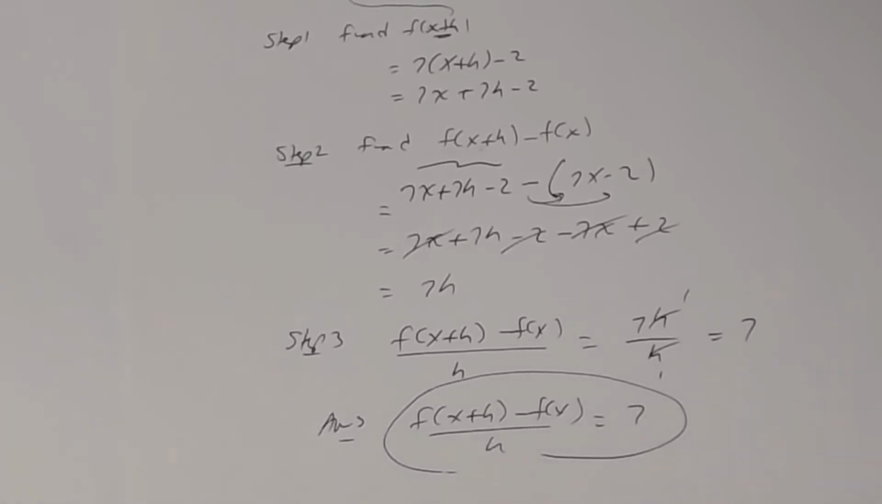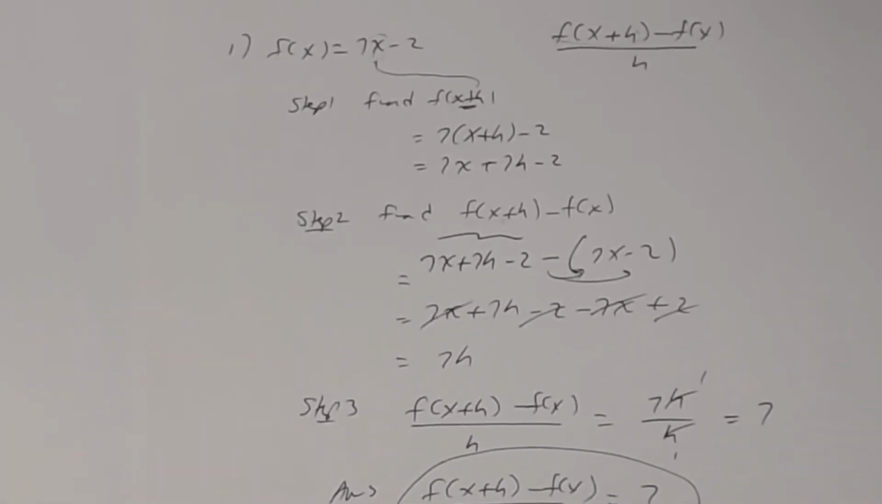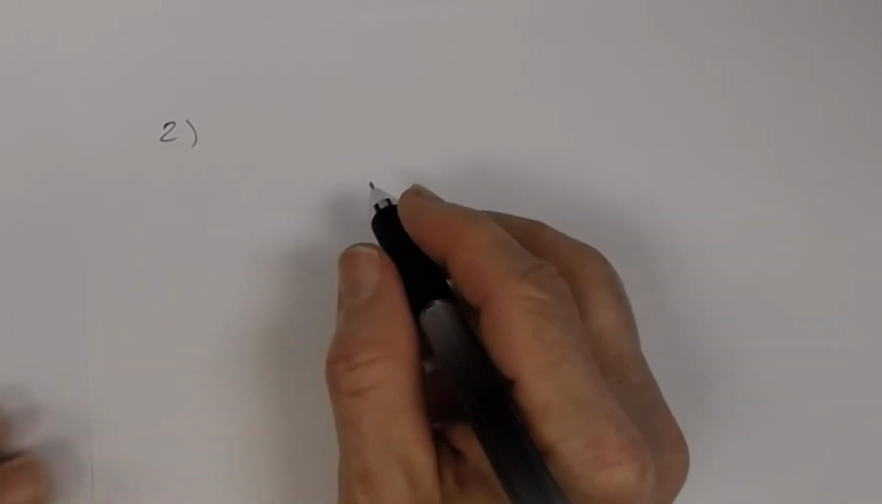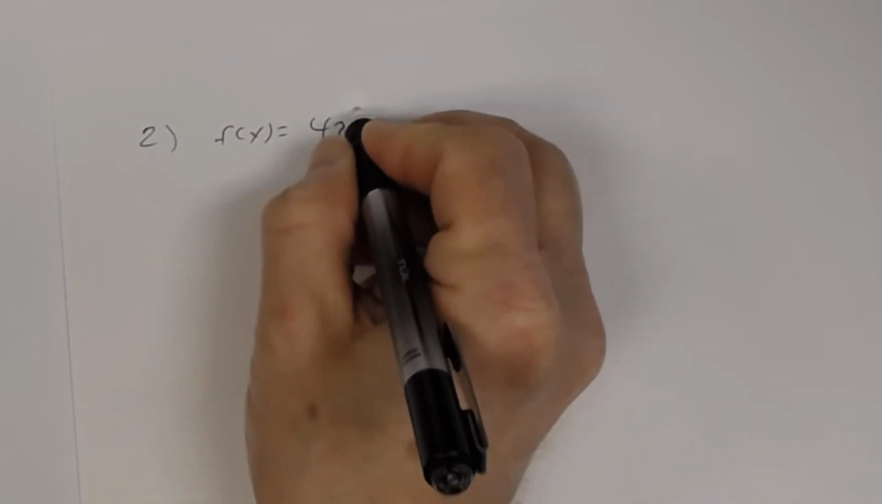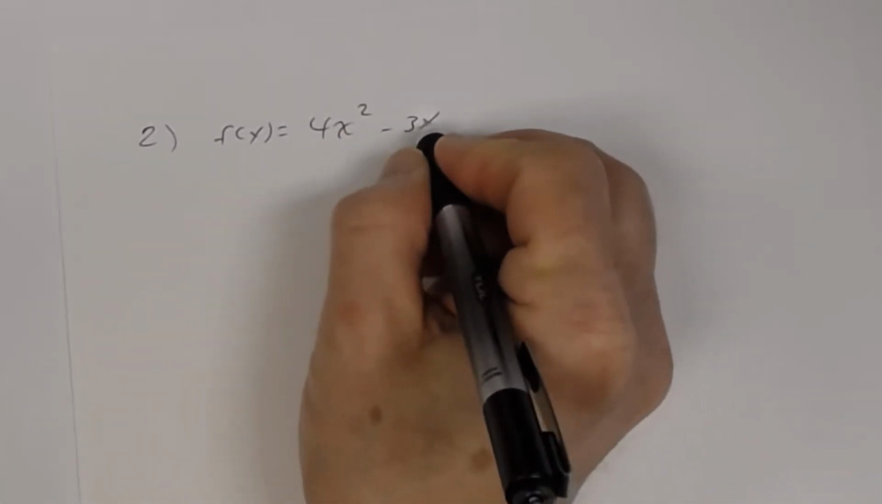So that's number 1. Number 1, it's a linear function, so it's usually the easiest to deal with. The next 2 are quadratic. So those are going to be a little bit more involved, but it's still easy to deal with. So let's look at number 2. Number 2, you have this quadratic function. It is f of x equal 4x squared minus 3x minus 2.